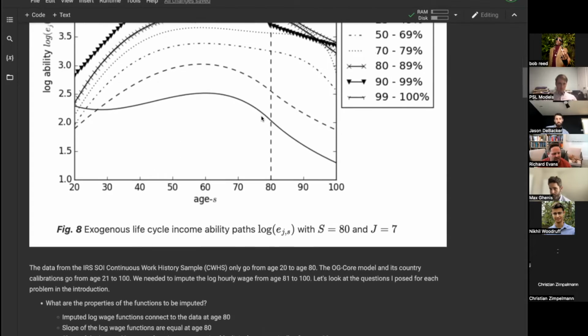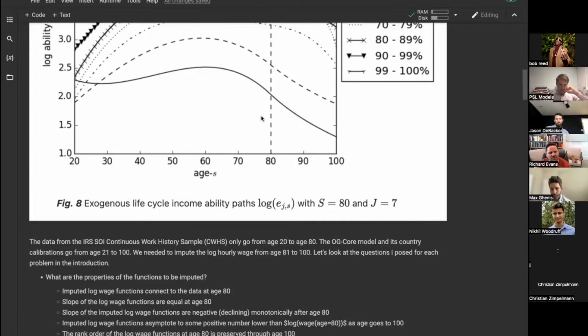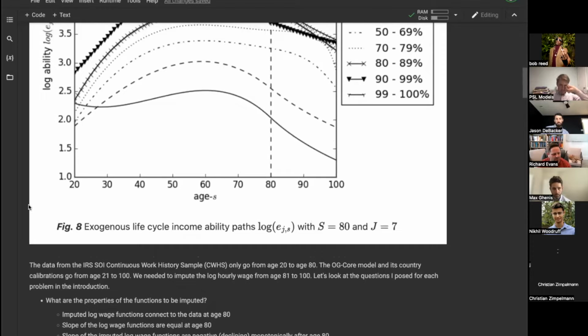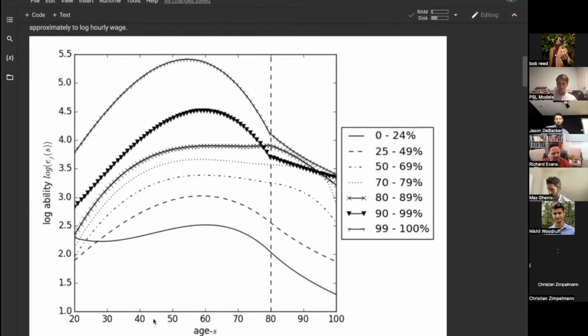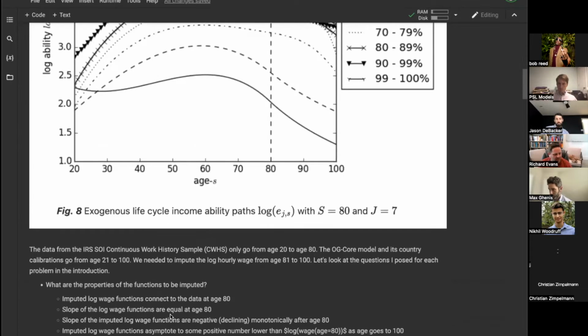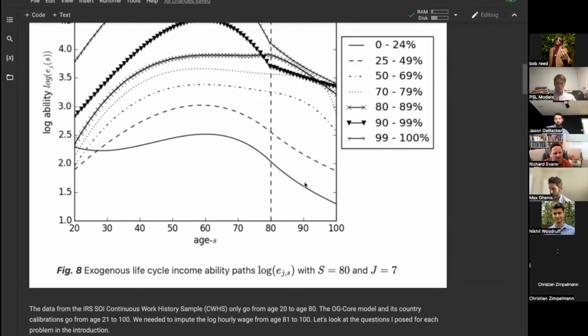And here are the characteristics that we wanted these to have. I'll jump back and forth between these bullets at the bottom of the screen and the picture at the top of the screen. The imputed log wage functions from 80 to 100 need to connect to the data at age 80. So that's one condition. We want all of these imputed functions to connect there.